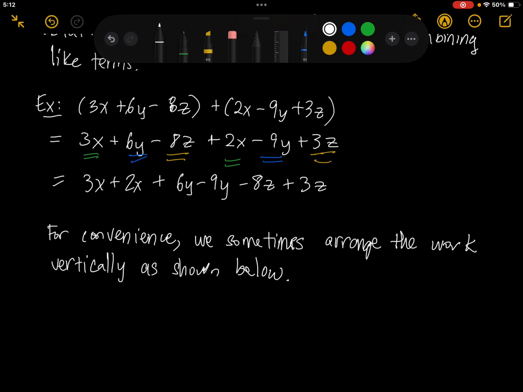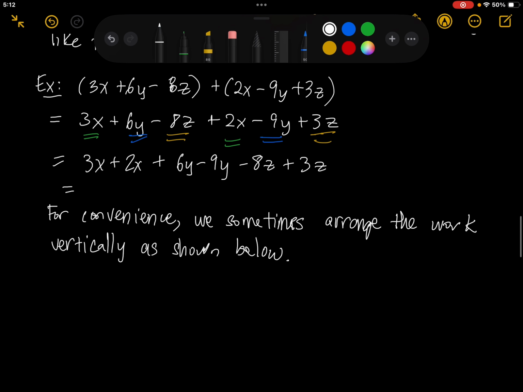Okay, now I'm just going to add them. 3x plus 2x is 5x. 6y minus 9y is negative 3y. Negative 8z plus 3z is negative 5z. So I have 5x minus 3y minus 5z. That's what I get by adding.